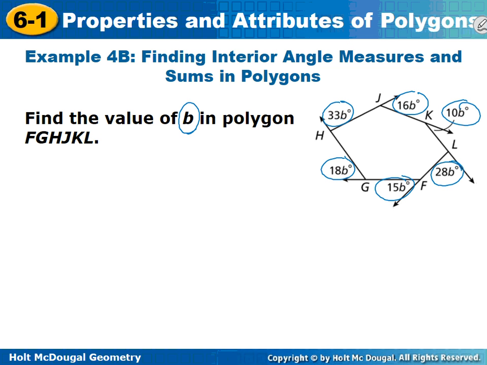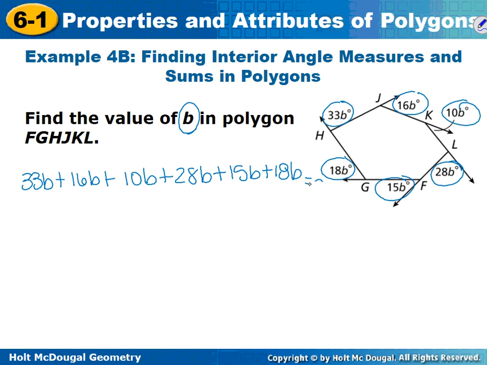Okay, so again, you're going to be really careful. What do I have in my picture, interior or exterior? And then decide what the sum should be. All right, so let's do this again real quick. 33B plus 16B plus 10B. I'm just adding all these angles out here together. But this time I'm going to set them equal to 360.